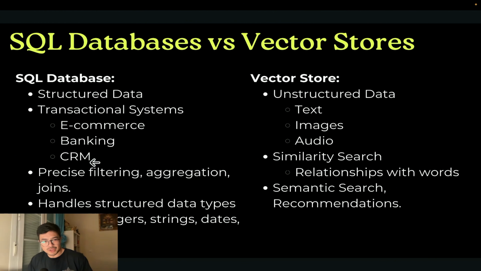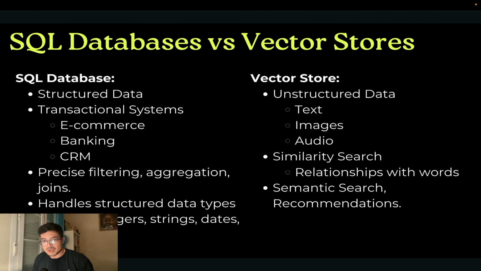Just a lot of numbers going on. And these are great for doing precise filtering, aggregation, joins of data. And the difference with these two is that the SQL databases are great for searching something, retrieving it, or manipulating columns in order to do some calculations or do rankings and whatnot. The vector store, in the other case, is a completely different beast.